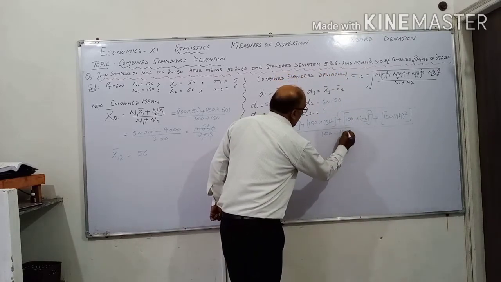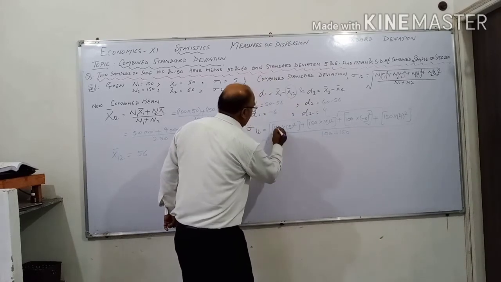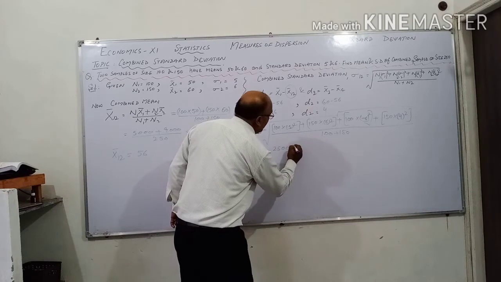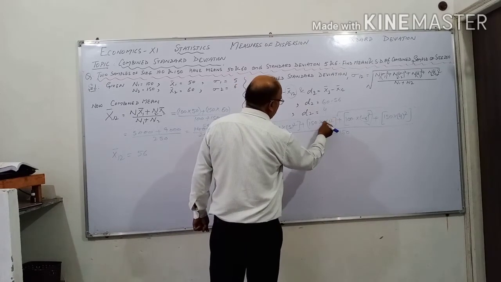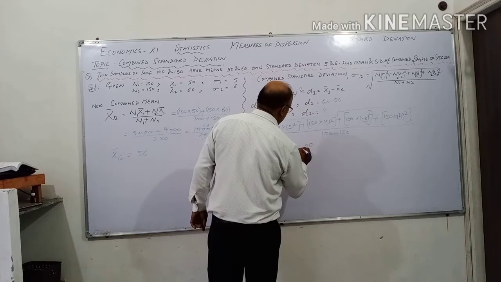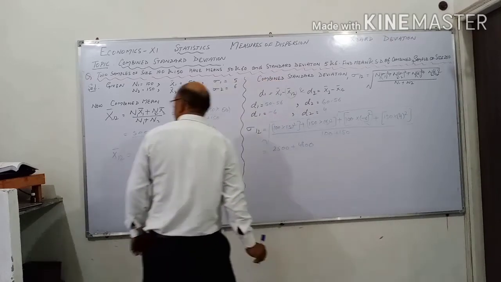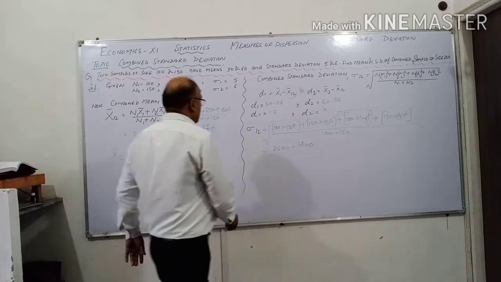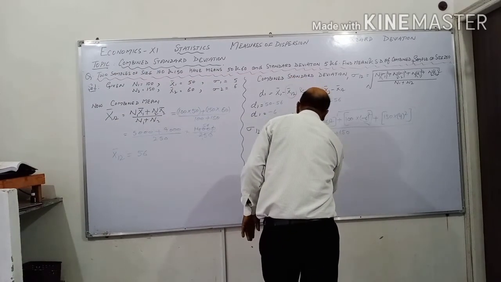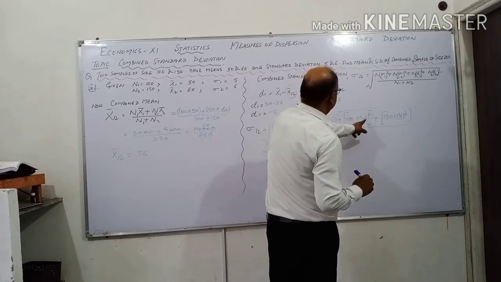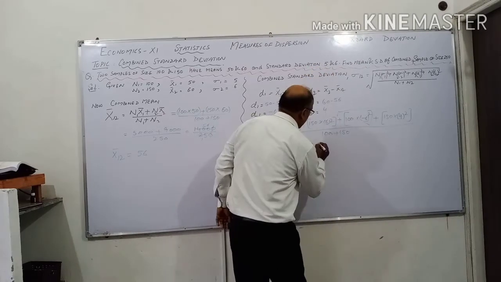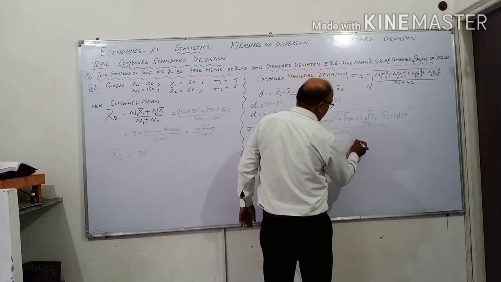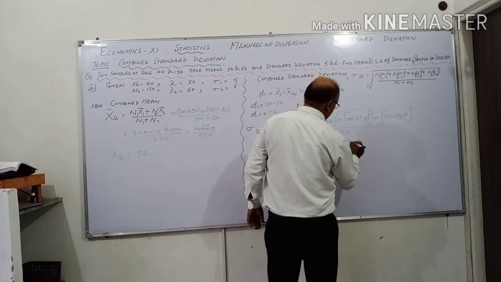Over n1 plus n2. Now do the calculation. 100 times 5 squared: 5 fives are 25, so it is 2500. 6 sixes are 36, times 150, so it is 4800. Then 6 sixes are 36 into 100, 3600. And 4 fours are 16.